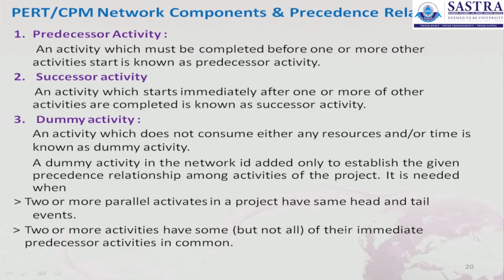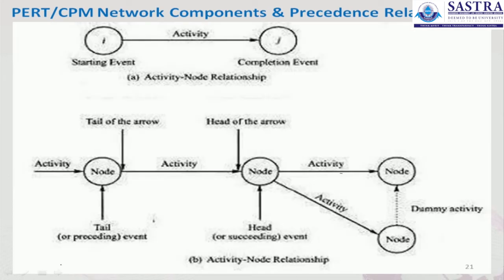Two or more parallel activities in a project have the same head and tail events. Two or more activities have some, but not all, of their immediate predecessor activities in common. Already I have given this example and shown this diagram. So there is a starting event, there is a completion event, the tail of the arrow is the preceding event, and the head of the arrow is the succeeding event, and there is a dummy activity for the two parallel activities. So from the two different nodes we have dummy activities.